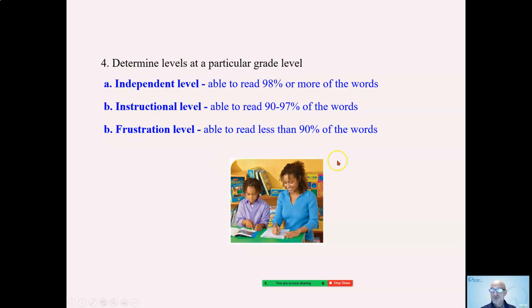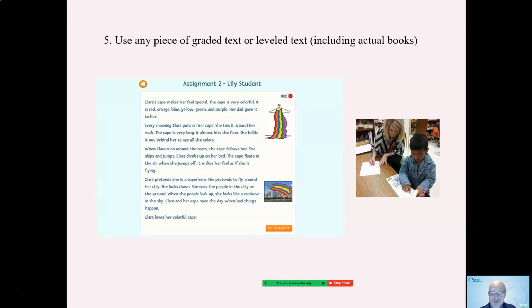So when working with that student, with a teacher, you'd create a scaffold, but you would want material at the instructional level. When students are reading independently, self-selected reading, practice reading, they should be reading at the independent level or below. That means they should be able to recognize 98% of the words. And this is why it's a good idea to have a sense of students' reading grade level. All right, that is the running record, and you can use any piece of graded text or leveled text.